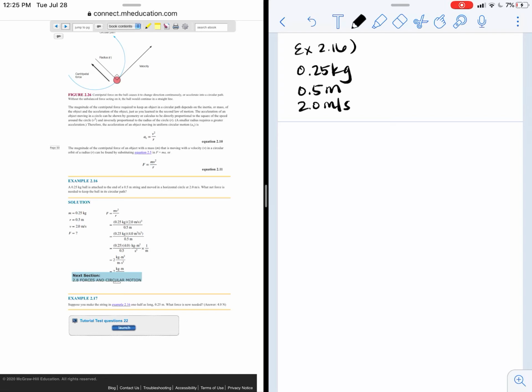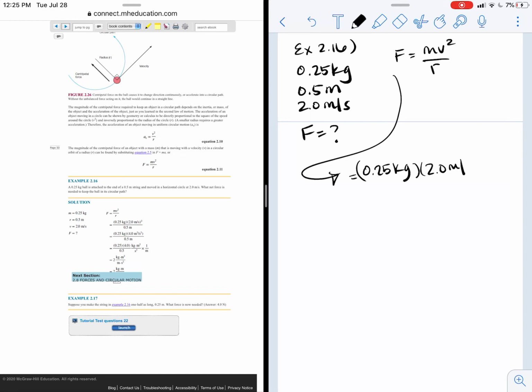Okay, so it's telling you everything you need to know here. It's telling you that it's going in a circle and it's asking you to find force. So that's a pretty good clue that you need to use this new equation that we just used. All right, so I'm going to bring this down and just plug in. So we got 0.25 kilograms times the velocity squared divided by this radius.